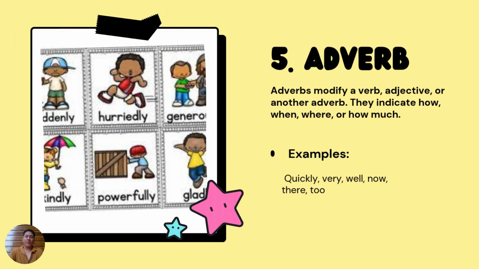Then we have adverbs. What are adverbs? Adverbs modify a verb, an adjective, or another adverb. They indicate how, when, where, or how much. For example, when you say quickly, very, well, now, there, and too.